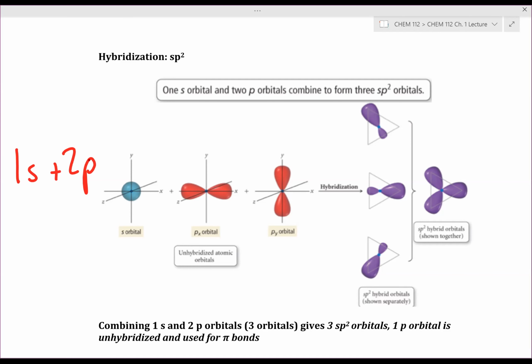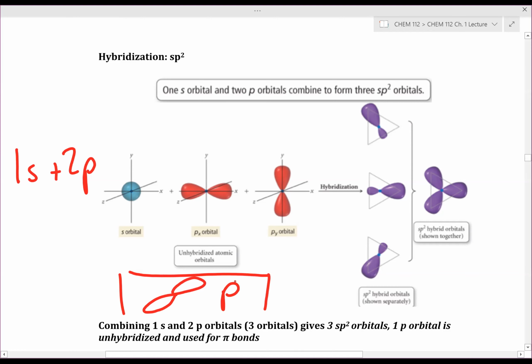So looking at the p orbitals, how many total p orbitals do we have to work with? 3. So there's another p orbital, and I'm just going to put it in a little box over here because it's not utilized for hybridization, but it's still present. So at the end of this hybridization process, if we don't use this p orbital, what do we have in addition to our 3 hybrid orbitals? What do we have left over?